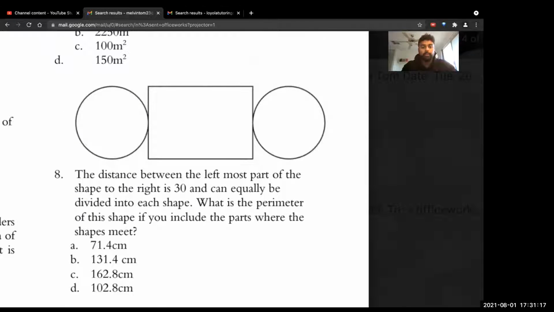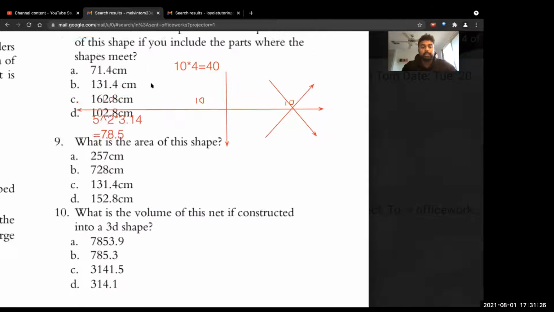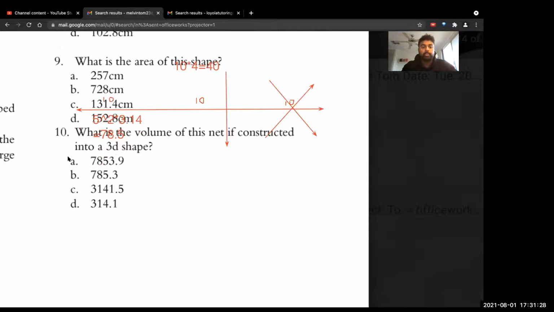So we already found the area of this circle, and the area was 78.5, and the height is 10, so the answer is 785. But this is more accurate because of decimal points. Pi is 3.14159 and goes on. The answer should be B, 785.3.